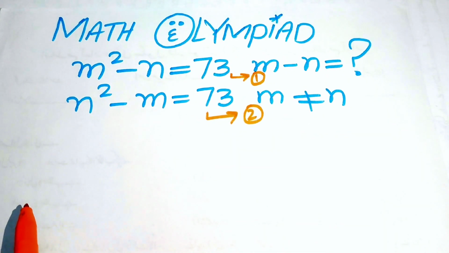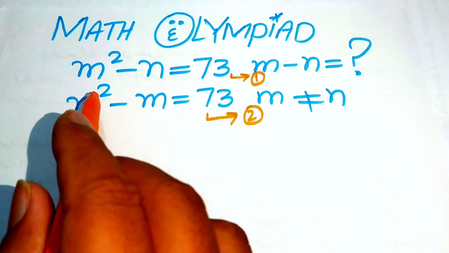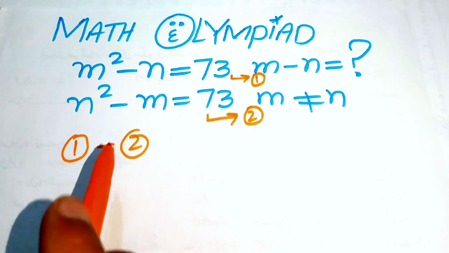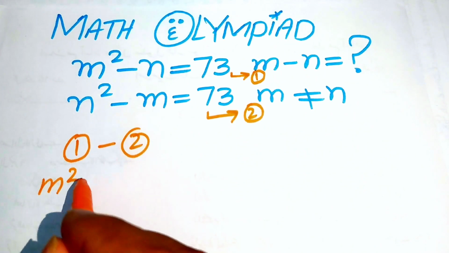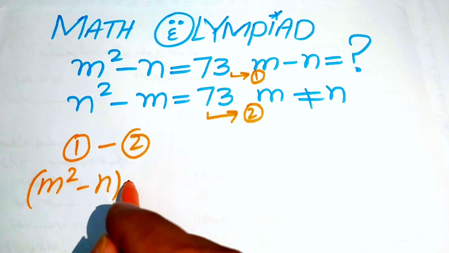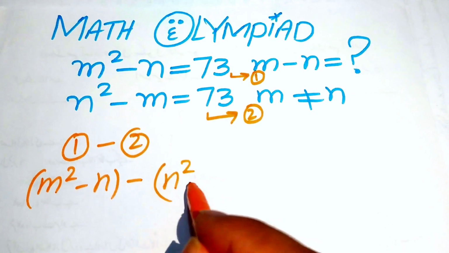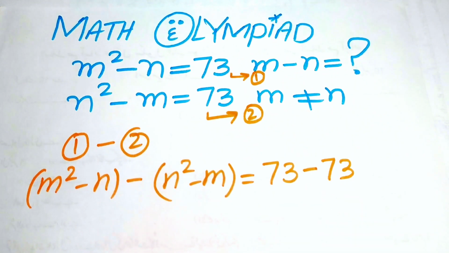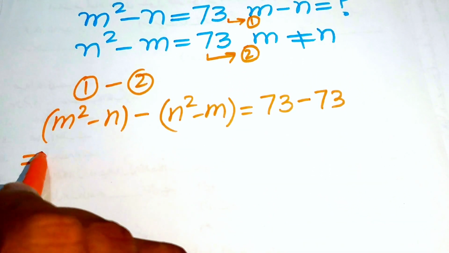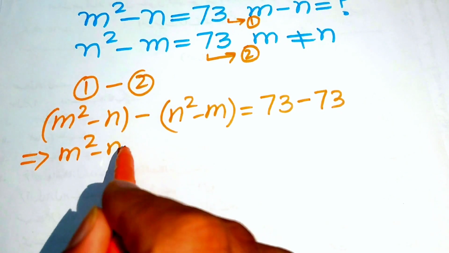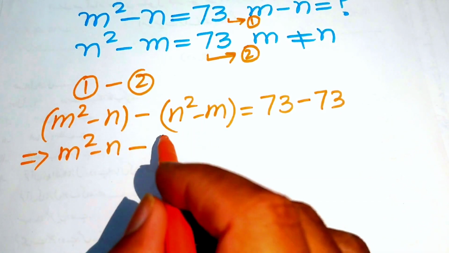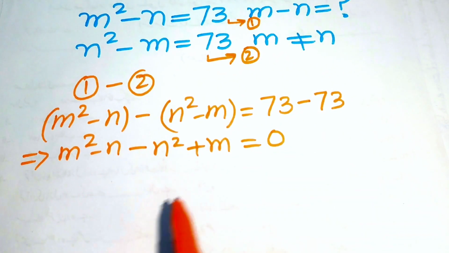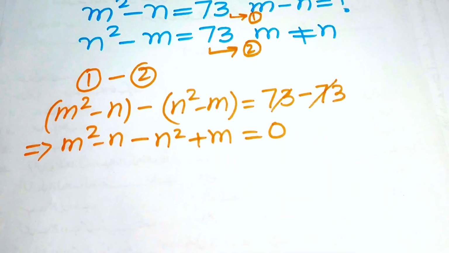Now the very first step we are going to do is subtract equation number 1 and equation number 2. When we subtract these two, we have m squared minus n minus (n squared minus m) equals 73 minus 73. We simplify this term and multiply the minus sign on both terms, and we get m squared minus n minus n squared plus m equals 0, because the negative and positive 73 are gone and we get 0.